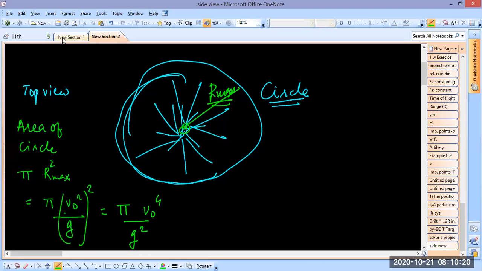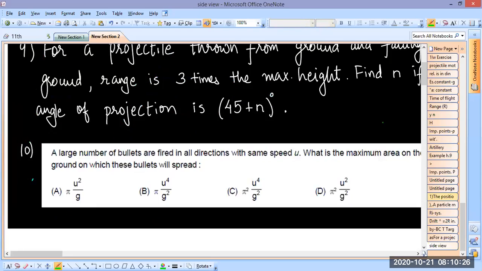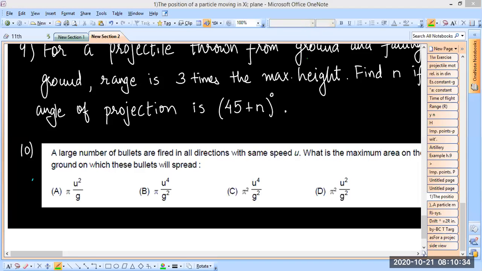All right. So that's the answer. I think that is option B. I don't know. Right? Is that option B? That's what most of the people are saying. Pi u raised to 4 by g square. Yeah, correct. Okay, so that's how you do it.